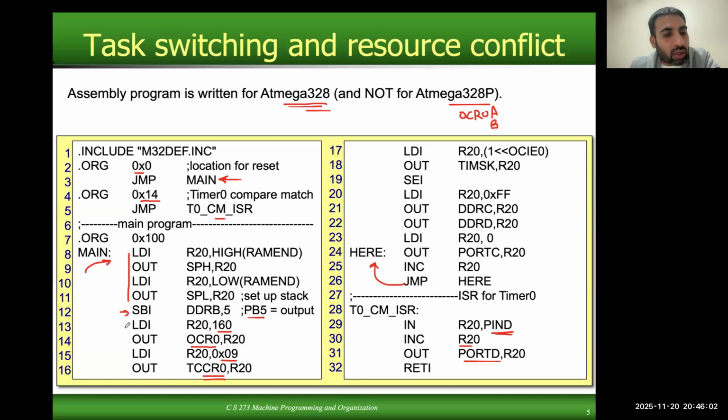Okay, so after starting the timer, we also need to enable the timer interrupts, right? So we are saying make the OCIE0 bit, which is the output compare interrupt enable bit of the TIMSK register, equal to 1. So basically we are saying enable the output compare interrupt for timer 0. Again, if you remember from the previous lecture, in ATmega328P you have three timer interrupt mask registers: TIMSK0, TIMSK1, and TIMSK2. But in ATmega328, you have only one timer interrupt mask register.